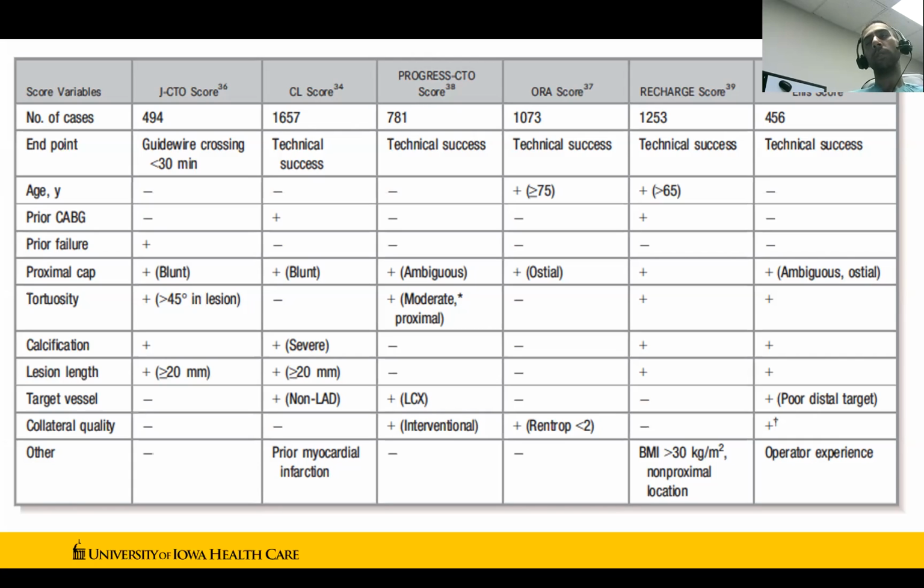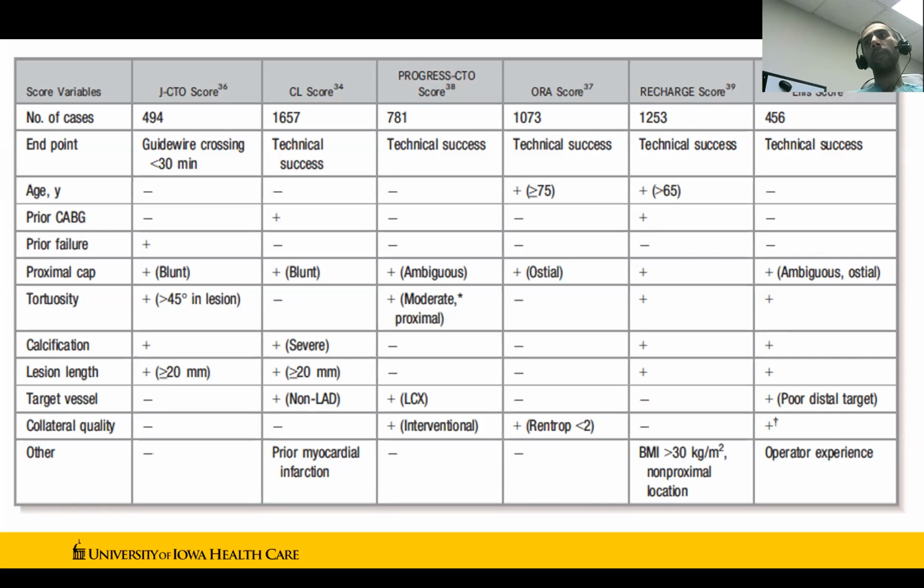and depending on the target vessel, for the PROGRESS CTO score, which is our American CTO score, the left circumflex is thought to be pretty difficult. And depending on the collateral quality, if your collaterals are good, then you have a retrograde crossing option. So that actually reduces your level of score.